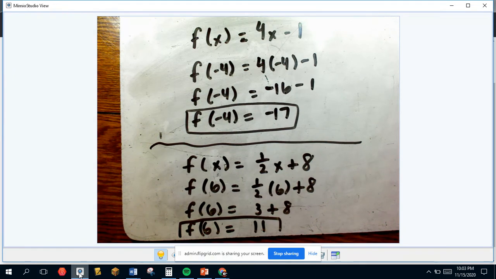Again, you see a match between 6 and 11. Again, you do not divide by 6 here. It's just an order of operations problem. That's really all that is.